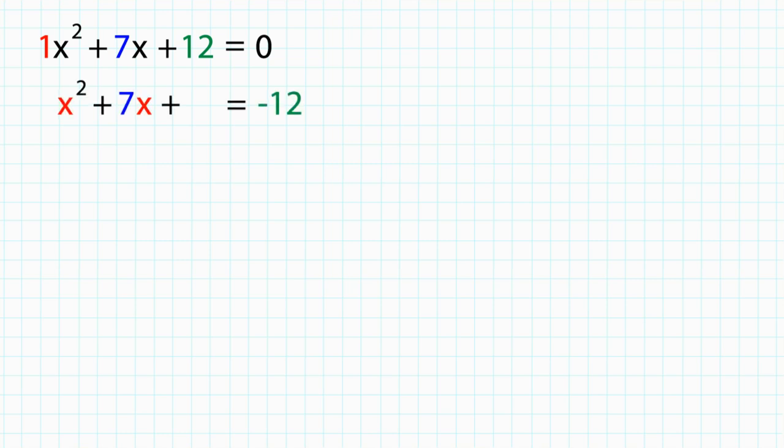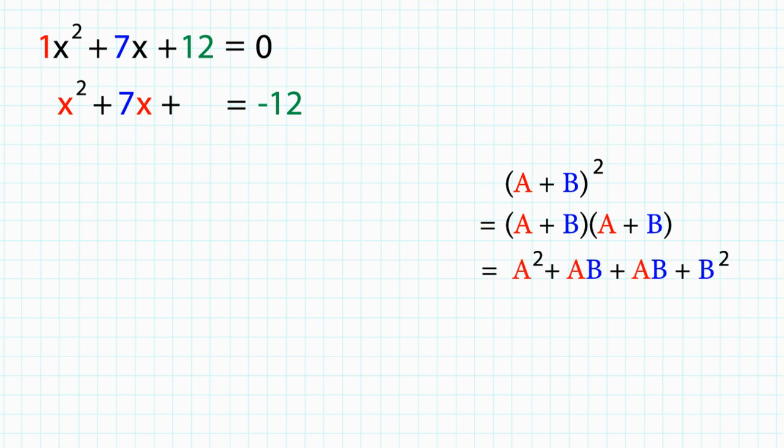We need to convert the left hand side into a perfect square, such as a plus b all squared. And since a plus b squared is equal to a plus b times a plus b, if I expand this bracket, I get a squared plus 2ab plus b squared. Now I'll put the two expressions parallel to each other for you, so you can see the difference clearly.